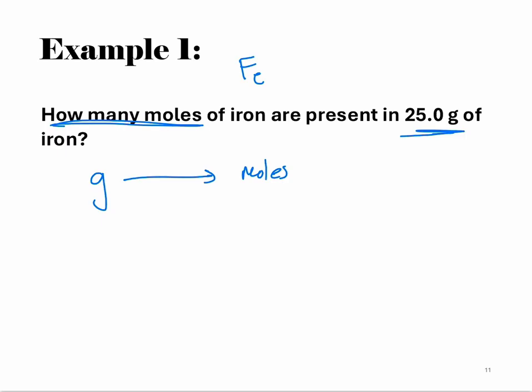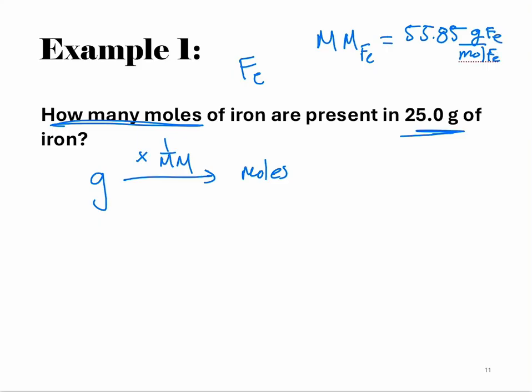And how do you go from grams to moles? What are you going to use? One over molar mass. Yeah, you're going to multiply by 1 over the molar mass. And so what is the molar mass of iron? 55.85. And what are the units of the molar mass? Grams per mole of iron, right? Grams of iron per mole of iron.